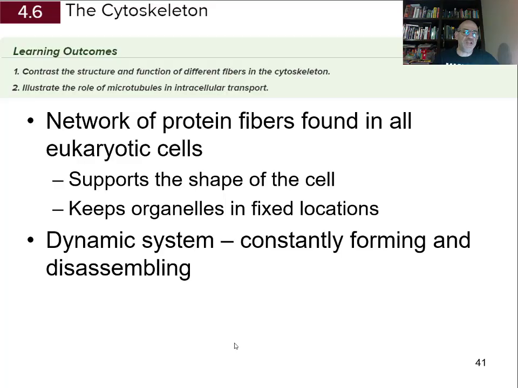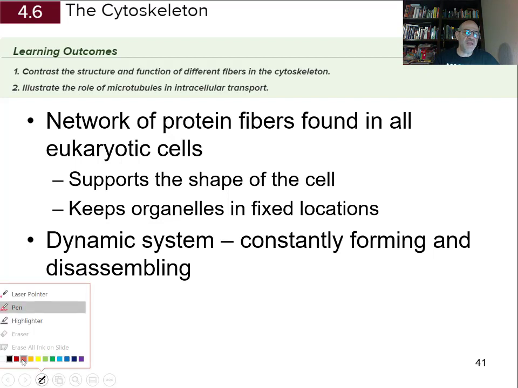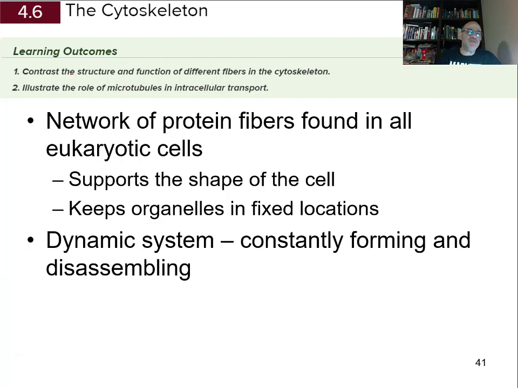So in this section, we're going to look at the cytoskeleton of the eukaryotic cell. And your learning objectives here are to contrast the structure and function of different fibers in the cytoskeleton. We're going to look at 3 different categories. And then you're going to illustrate the role of microtubules in intracellular transport. I have a really cool video. Hopefully it'll play toward the end of this section.